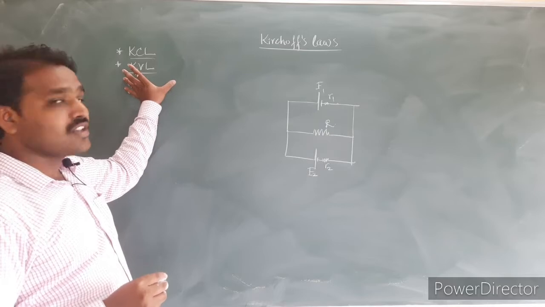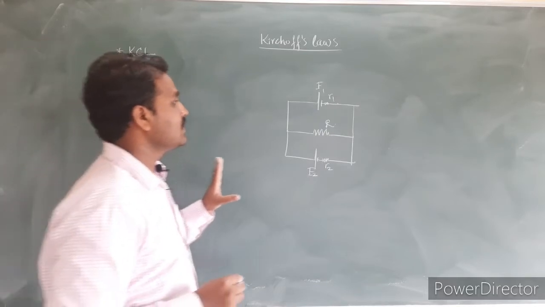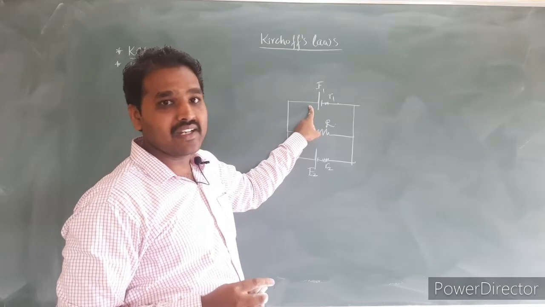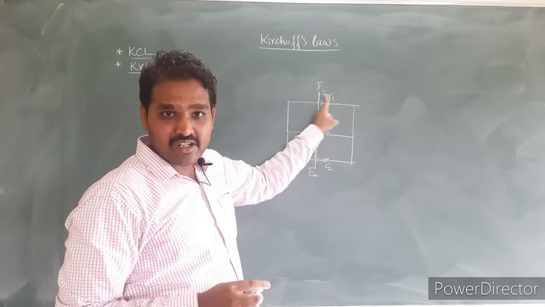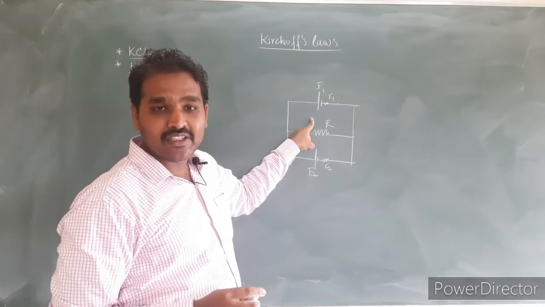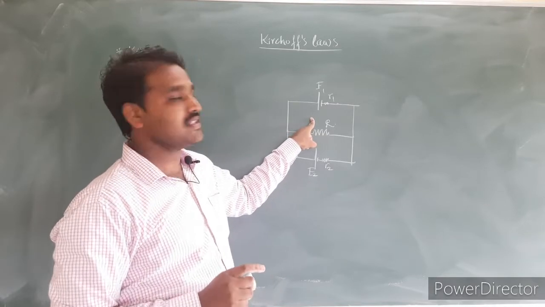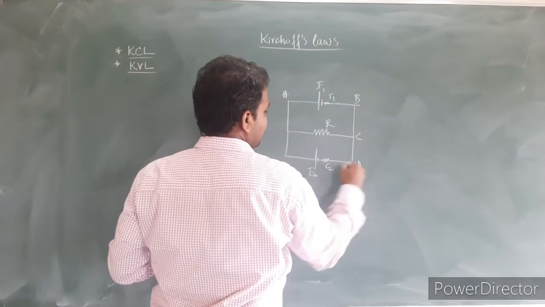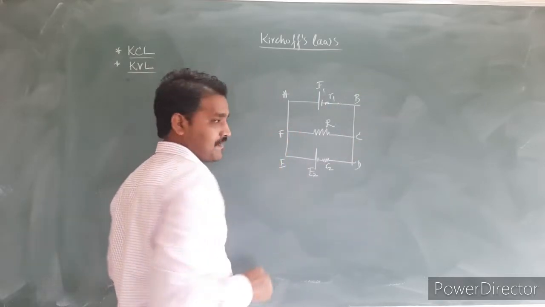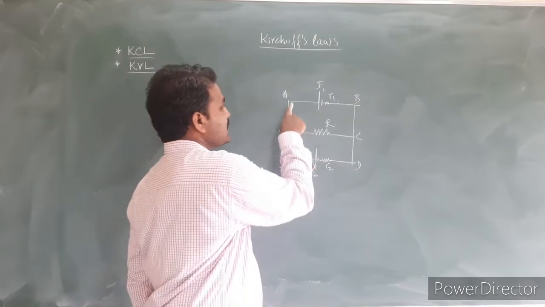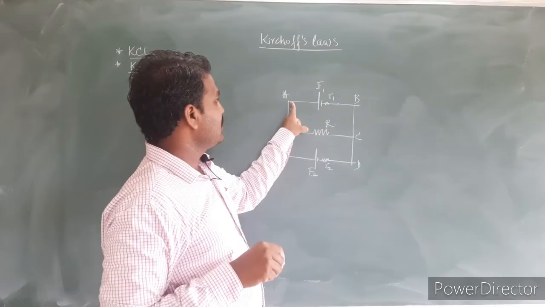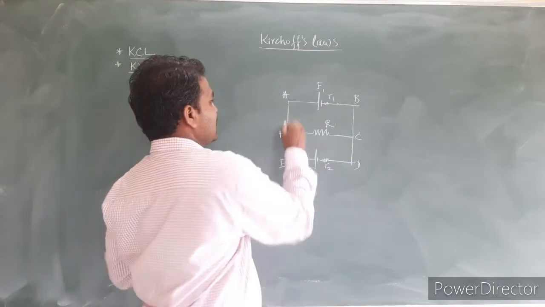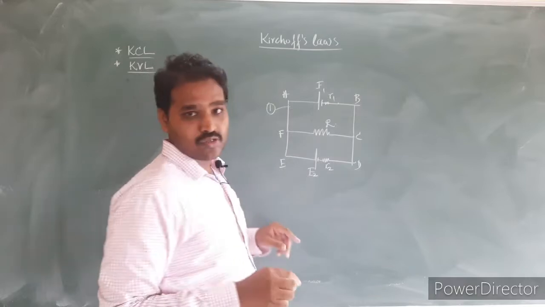Okay. Kirchhoff's voltage law states that the net sum of EMFs and the potential drops through a closed circuit is equal to 0. Yes. So for this, let us name the points A, B, C, D, E, F. Okay. And let us first consider the closed path A, B, C, F, A. Let us consider this is the first closed path.